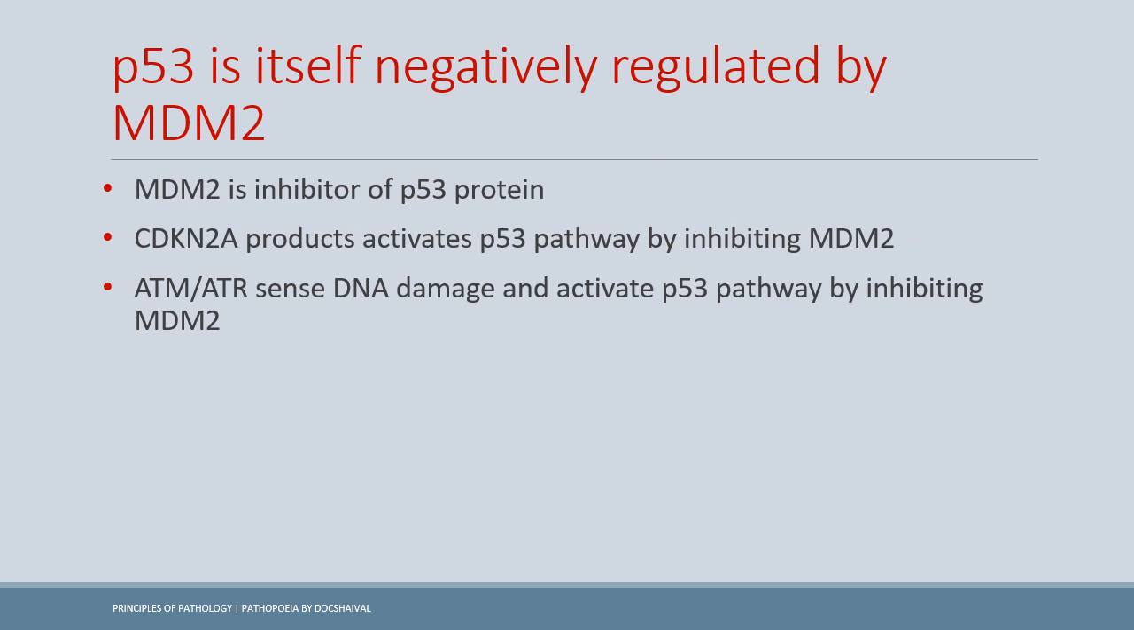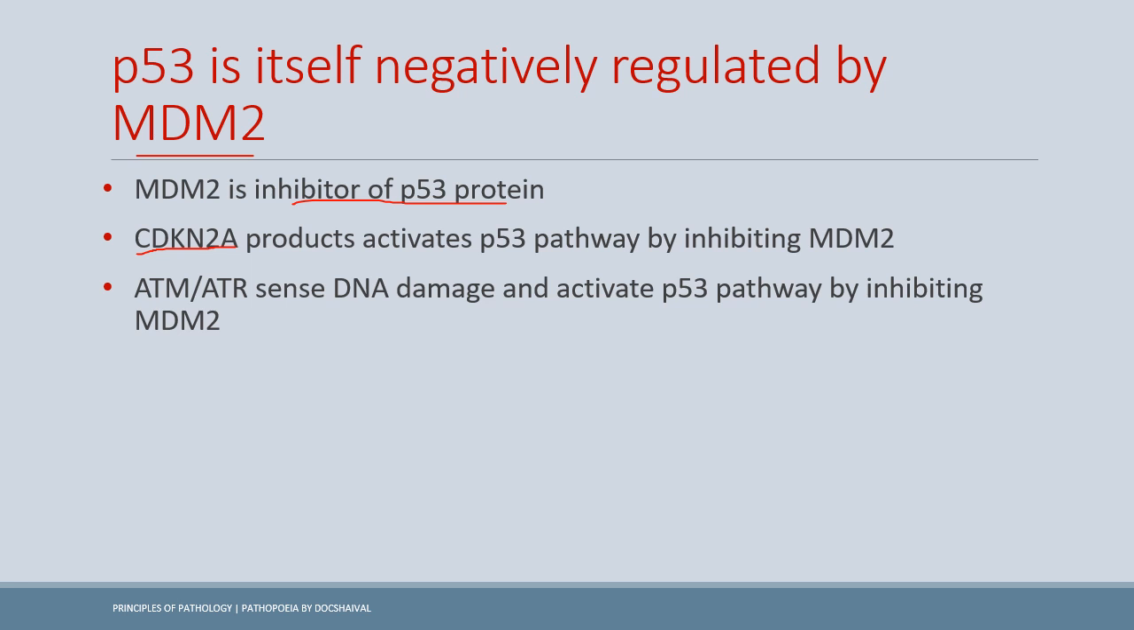Now, as we have seen in the RB gene pathway, there were things that used to dictate its activity. Those were the P53 and the cyclin-dependent kinase inhibitors. And so is the case with the P53, that it is negatively regulated by a protein known as MDM2. MDM2 is an inhibitor of the P53 protein. Now here comes CDKN2A, high yield.